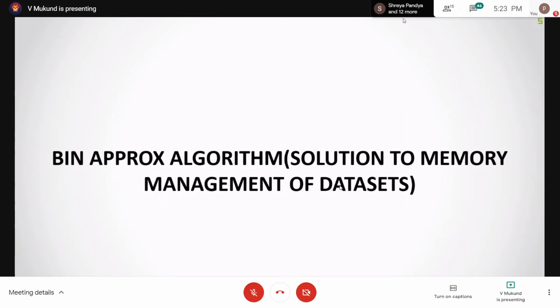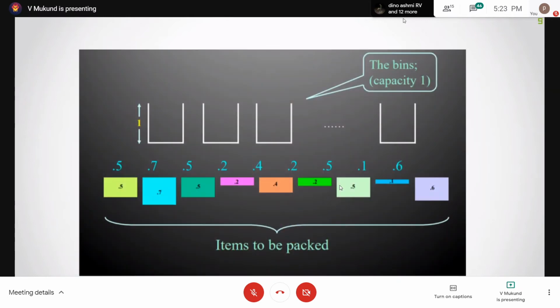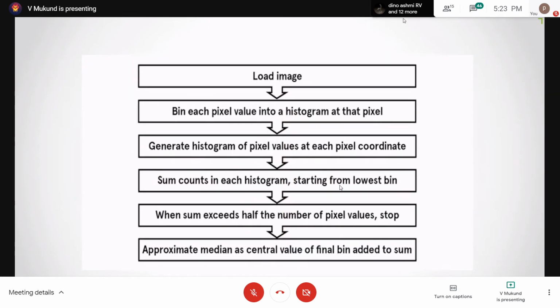One such solution to the memory management of the data set is the bin-approx algorithm. The bin-approx algorithm works in such a way that there is an image, and we detect an input signal from a pulsar. Each pixel we try to put in a bin, and then we generate a histogram of the pixels in the bins, with the sum of each pixel in the form of a histogram.